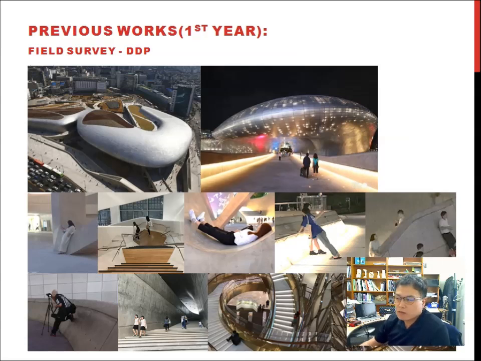I would like to explain the previous work. In the first year we did a field survey. The DDP, Dongdaemun Design Plaza, is the most famous atypical building in Korea. We surveyed it, took pictures, and observed behavior with atypical shapes.